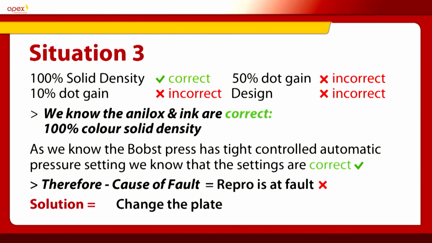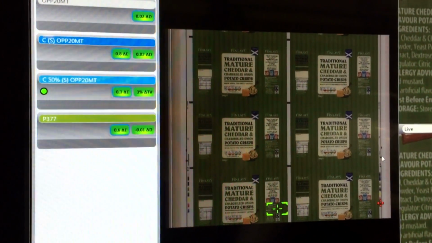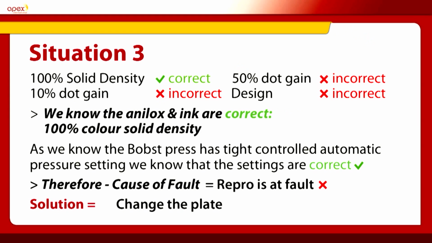The solution is that the density is correct, 100%. So we know the Anlux is correct. We know the ink is correct. So the fact that the 50% is not correct, that has to be down to a plate repro issue. So we simply change the plate for the correct plate with the correct values, and we begin production again. And what you see now is it's now calibrating the 50%, and the 50% is now back on correct dot gain. We have green lights everywhere again. Therefore, the machine is running and production begins. So we've clearly identified that that problem was with the printing plate.